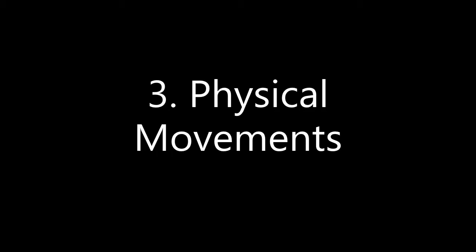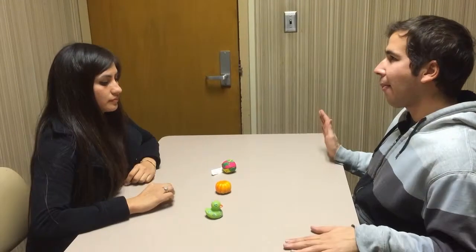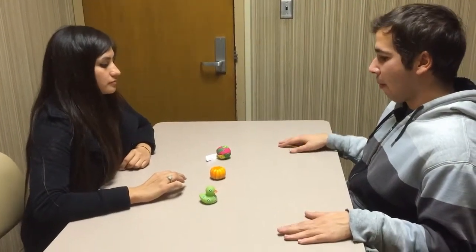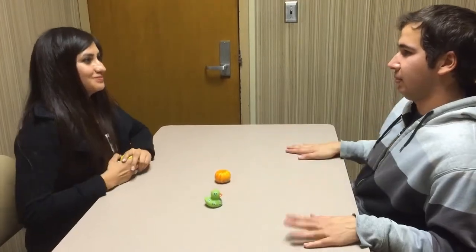Next, we'll discuss physical movements as a cue. In this next clip, notice how the RBT keeps her hands close to the items that are not the target item in case she has to block the learner from touching them. Give me ball. Good job.